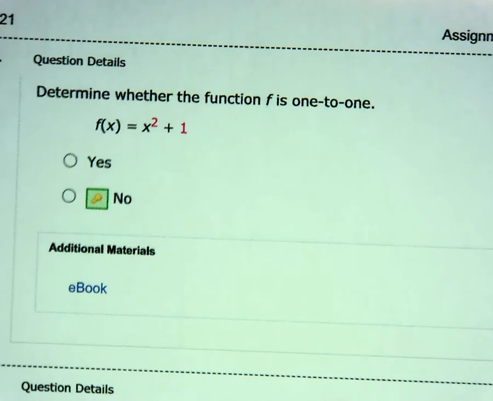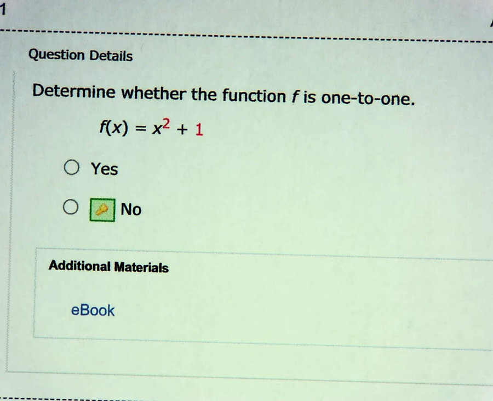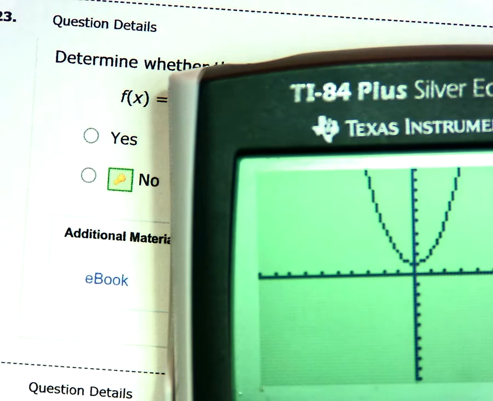We're almost done. So your next one says determine whether the function is one-to-one. That's going to be a yes or no. Well, one of the ways you can do that, if you graph it, you can actually visualize it. So I'm going to graph it. You can't see me graphing it right now because I'm off the screen. So here's the parabola that I graphed.